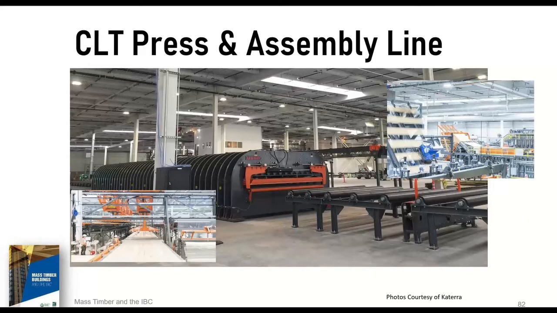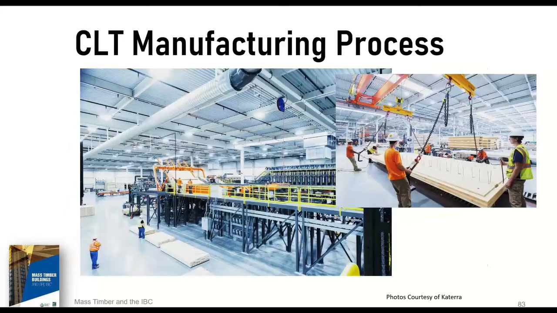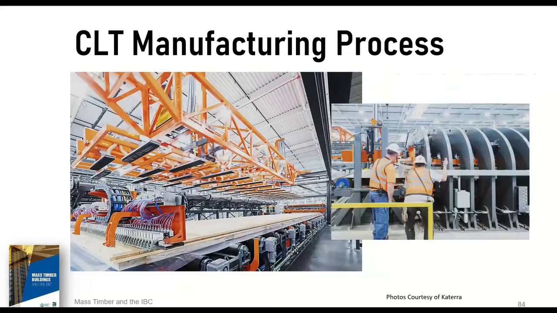Shrinkage, so this gives you a few photos of the CLT press and assembly line. Shrinkage through the thickness of the panel is minimized because the boards are kiln dried before they are laminated with glue and pressure. These are just a couple more pictures showing the CLT manufacturing process. It gives you a sense of scale associated with the elements. Here are some more slides showing the manufacturing process.